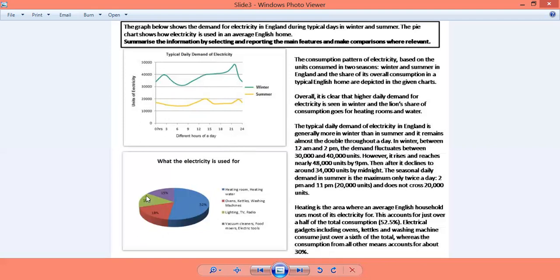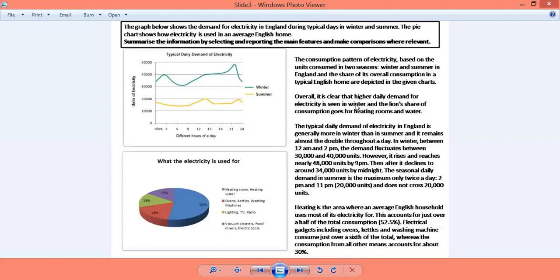और यहाँ पे हमें सबसे ज़्यादा main feature क्या दिख रहा है? The blue part. 52% goes to heating room and heating water. सबसे ज्यादा electricity किस में जा रही है लोगों की? रूम को गर्म करने में और पानी को गर्म करने में. So that is given again. The lion's share, मतलब ज्यादा share, right? It is a word you can use instead of the highest share, right? The lion's share of consumption goes for heating rooms and water.